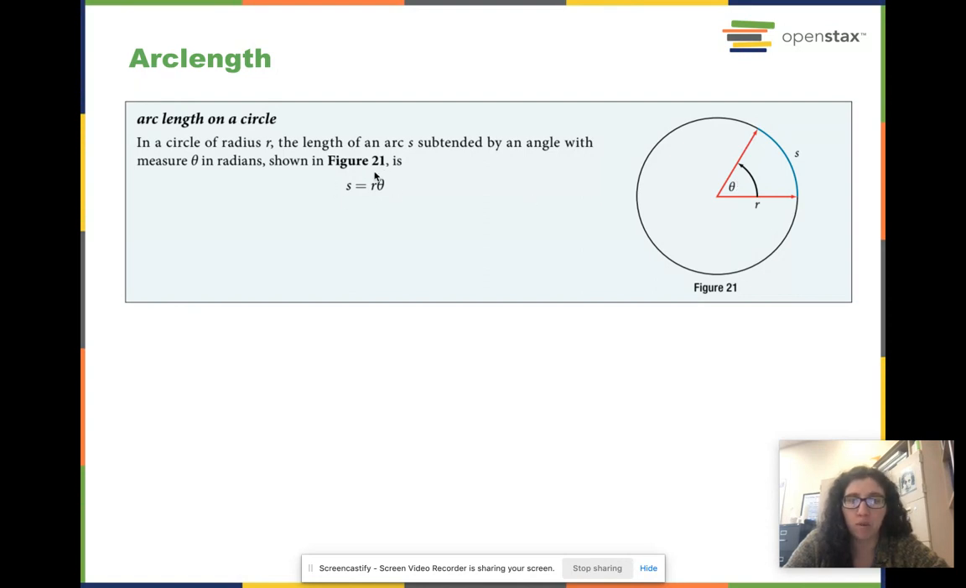So you can remember this. I don't usually remember this. I'll show you when I have problems like this how I just use a ratio that I can remember in my head, easier than this. But if this makes sense to you, awesome. The arc length is the radius times the angle in radians. It has to be in radians, it doesn't work if it's in degrees. So S equals R times theta.